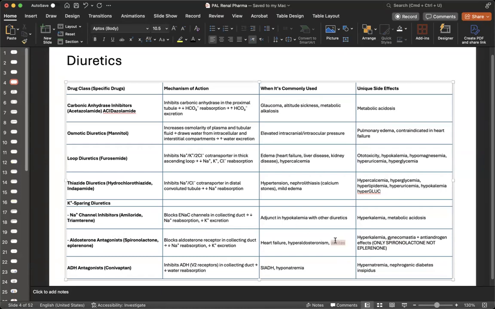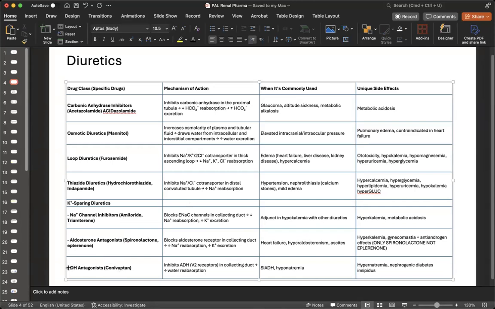It's also very important to remember that spironolactone is used in ascites, mainly liver ascites, okay? Not these other diuretics. Ascites, spironolactone. And then you have, this is kind of less high yield in my opinion, ADH antagonist conivaptan.